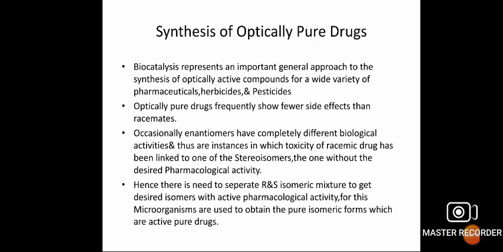Hence, there is a need to separate the R and S isomeric mixture to get the desired isomer which has active pharmacological activity. For this, we are going to use microorganisms in order to separate the racemic mixtures to obtain one pure isomeric form which has a high active pharmacological effect on our body.